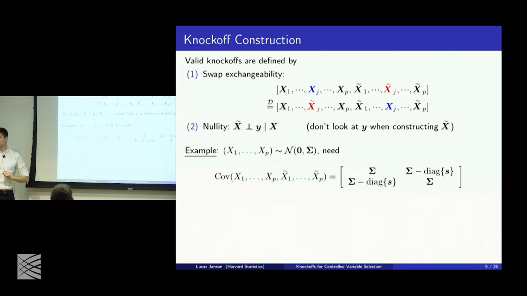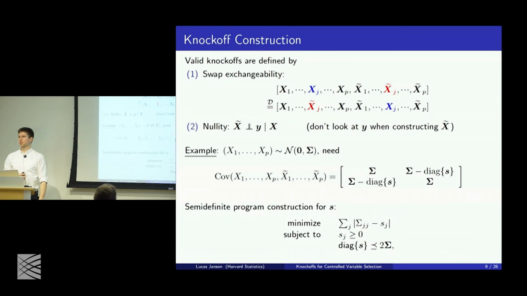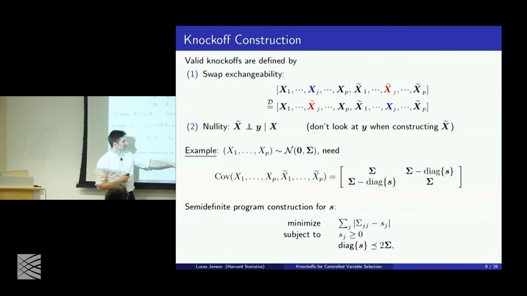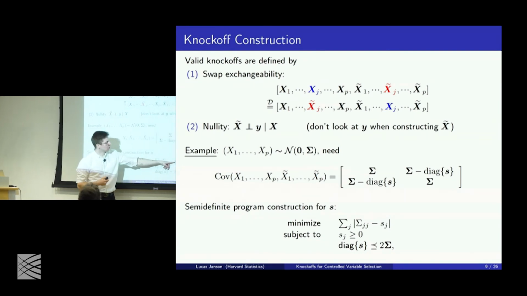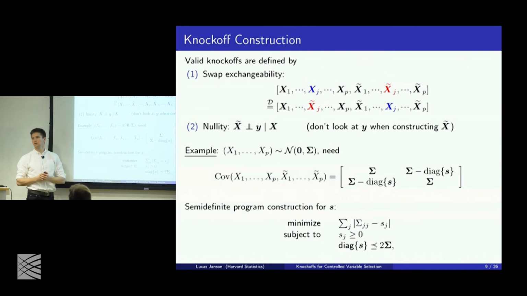So what do we want? We want our X's and our X tildes to be as different as possible, because I want to be able to distinguish them. If they're the same, my variable importance will all be the same and I'll have no differences. And of course I need this to be positive semi-definite, so let's write that down as an optimization problem. This is how I would get my S. I would minimize these, which are just the covariances between X1 and X1 tilde.